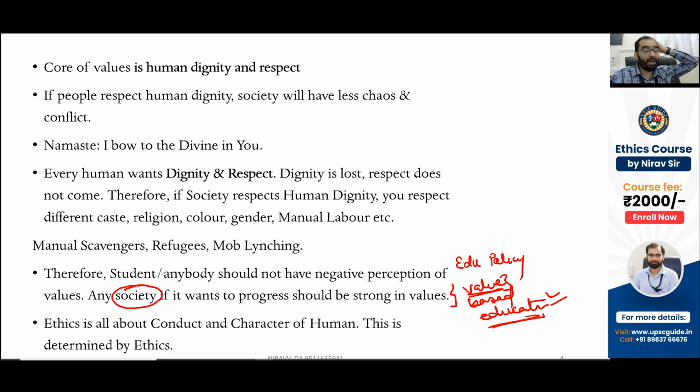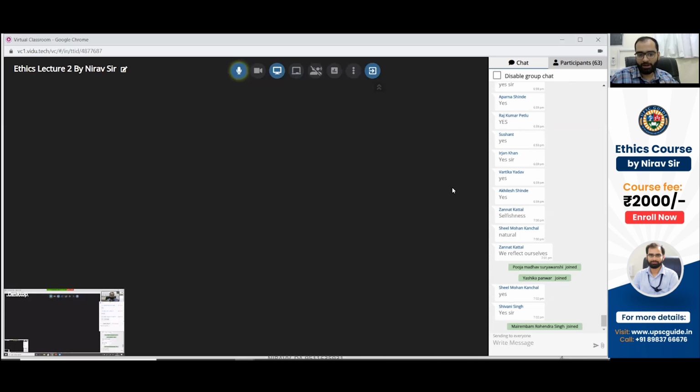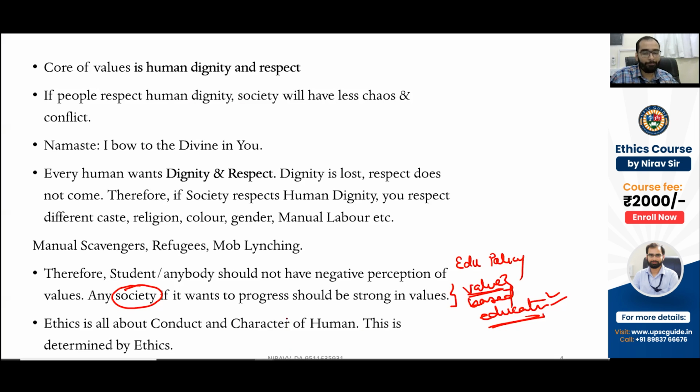आपको पता है ना, हमेशा ऐसा बोला जाता है, it is always said that a society or a country or a nation is not destroyed by outsiders, but it is destroyed by the insiders. Okay, so ethics is all about the conduct and character of humans. What do you mean by conduct? We are going to see tomorrow. So it is action. Your action is your conduct, how you behave, right?